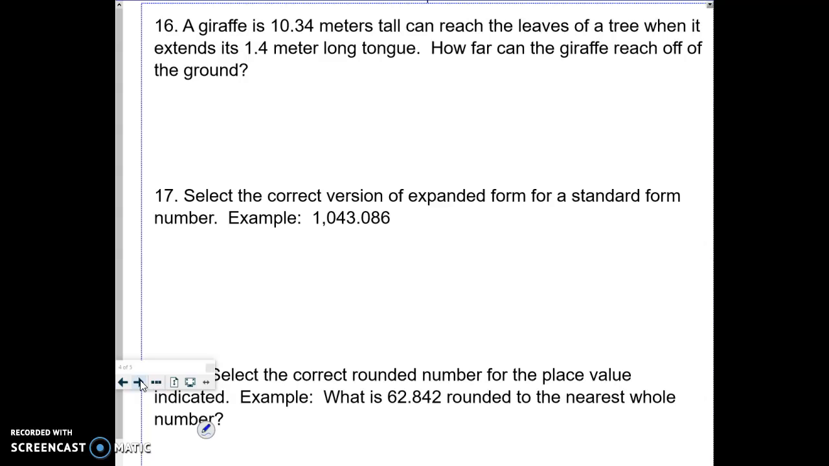All right? So again, identifying what the question is asking. From that question mark, it says, how far can the giraffe reach off the ground? You could kind of put the word total in there if you wanted to.